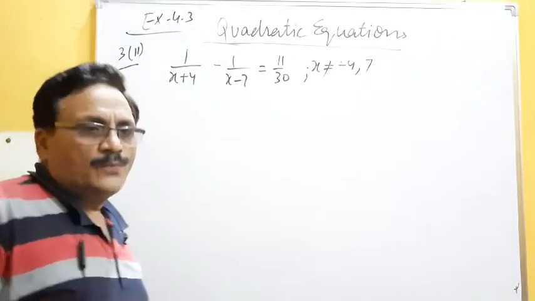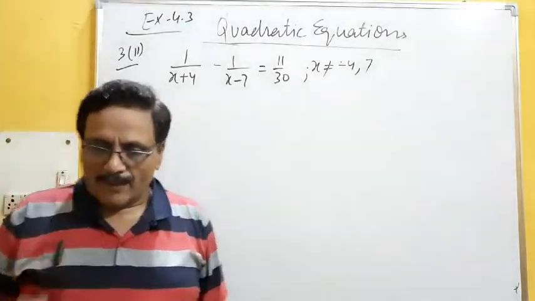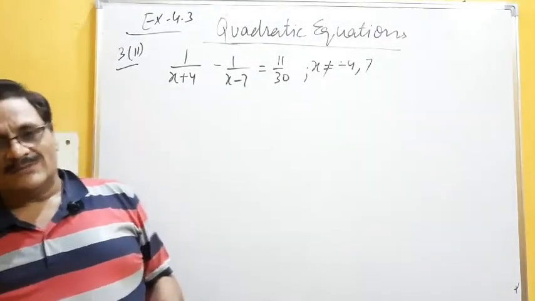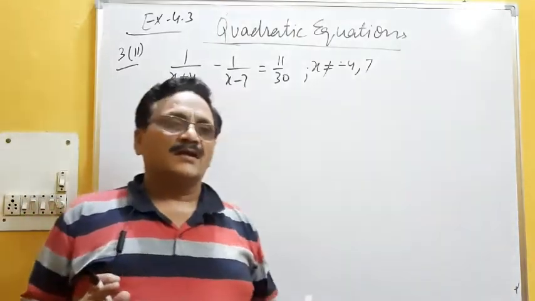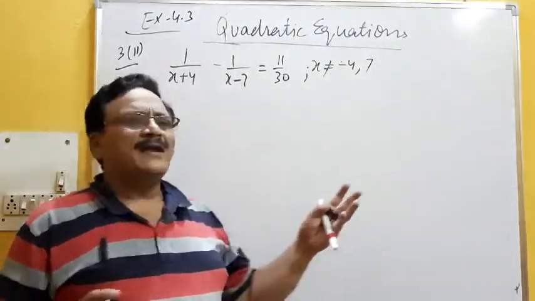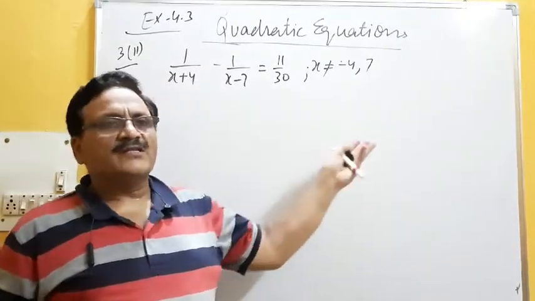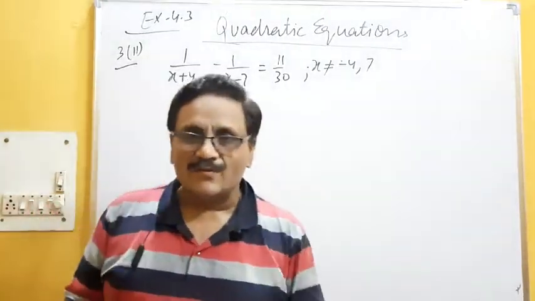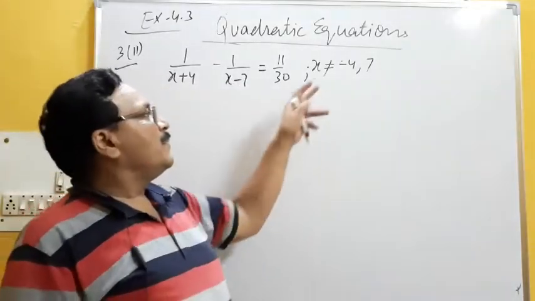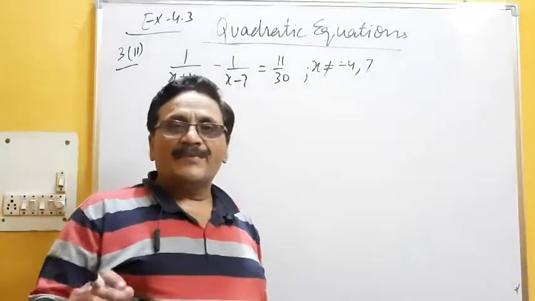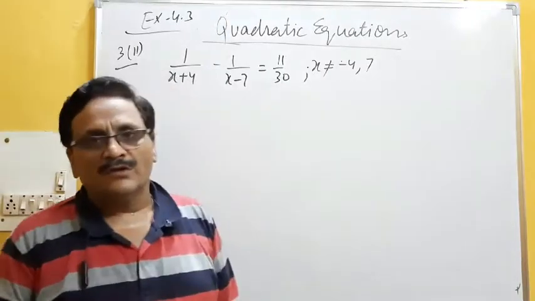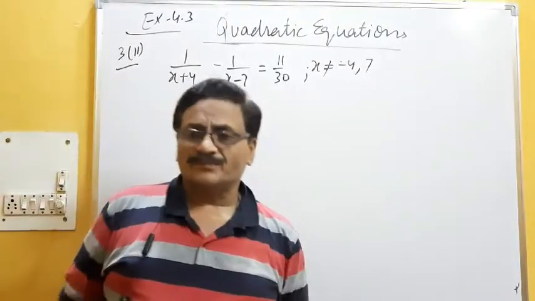Suppose you are solving the equation and by chance, it generally doesn't come, but I am telling by chance it is coming minus 4 and 8. For example, I am giving one example. If the solution is coming minus 4 and 8, then at the same time you will reject the value minus 4. So it will give you only the one solution.